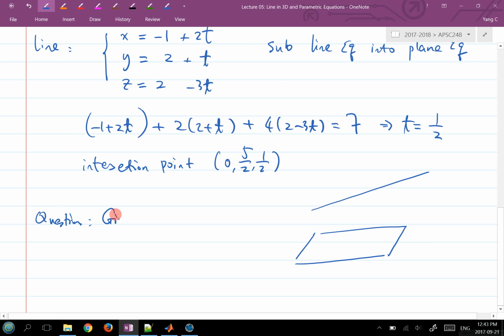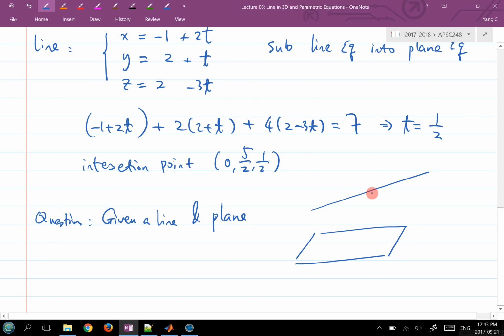So here's a question now. Given a line and a plane, what's the possible relationship between the line and the plane, and how would you verify that using the method here? So let's think about the possible relations. What's the possible relationship between a line and the plane?